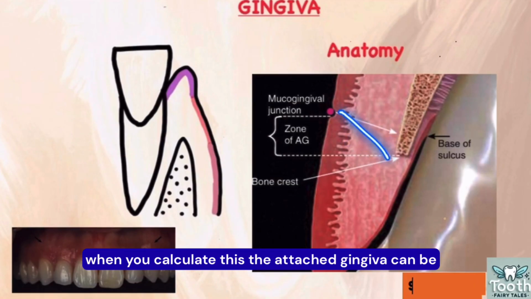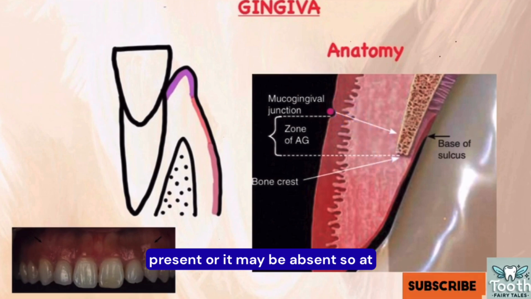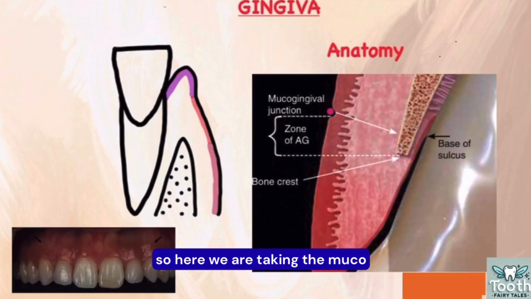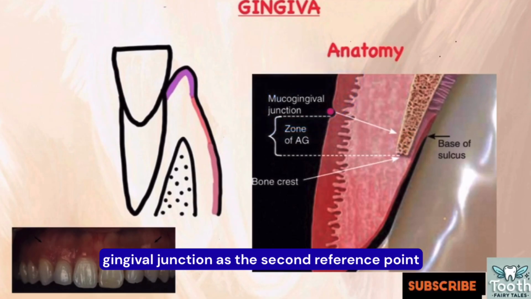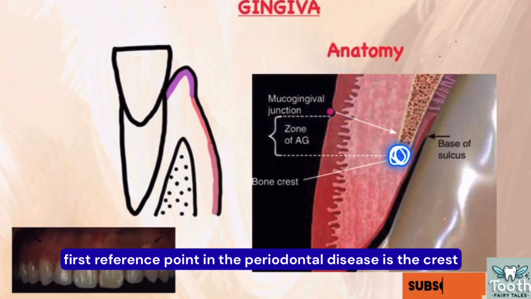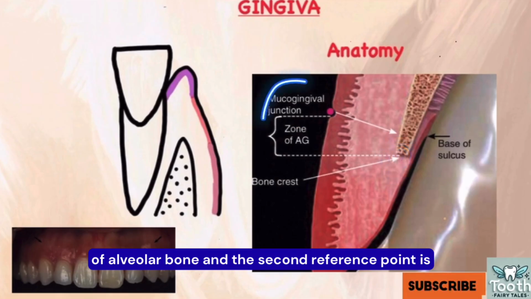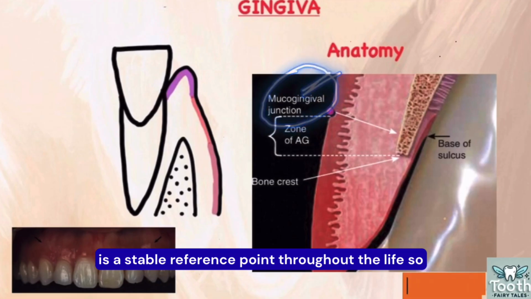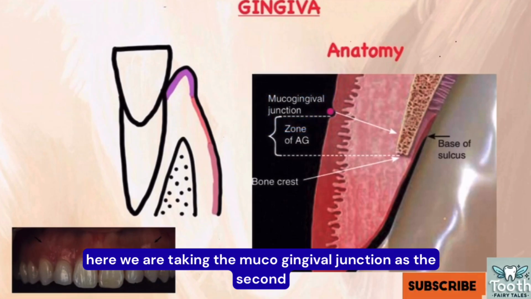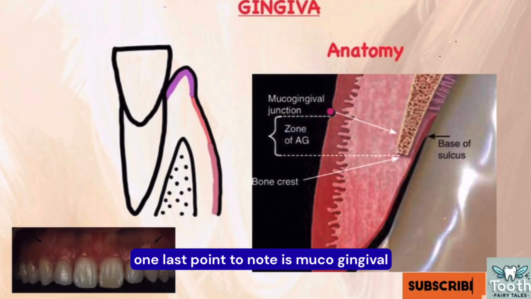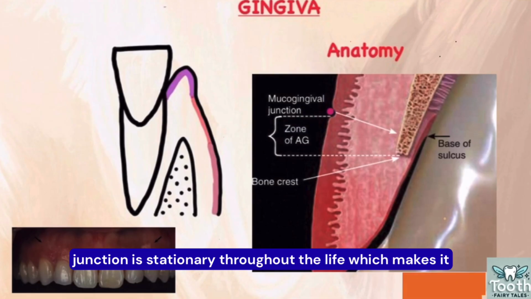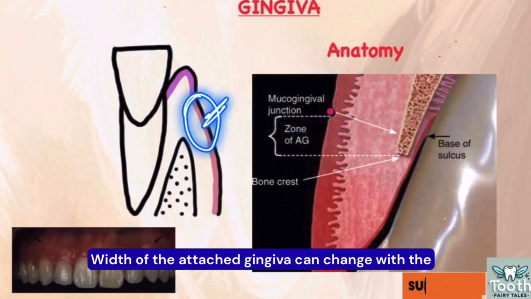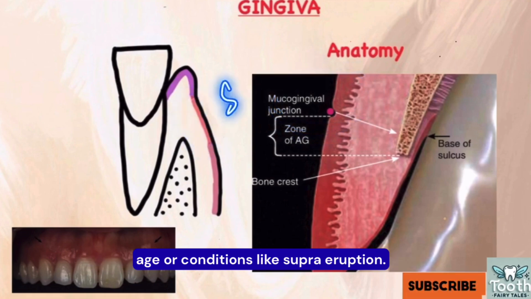When you calculate this, the attached gingiva can be present or it may be absent. So the alveolar bone crest is a stable reference point even in periodontal disease. Here we are taking the mucogingival junction as the second reference point. The first reference point in periodontal disease is the crest of alveolar bone, and the second reference point is the mucogingival junction. The mucogingival junction is a stable reference point throughout life. One last point to note is that the mucogingival junction is stationary throughout life, which makes it a reliable landmark for the measurements. The width of the attached gingiva can change with age or conditions like supraeruption.